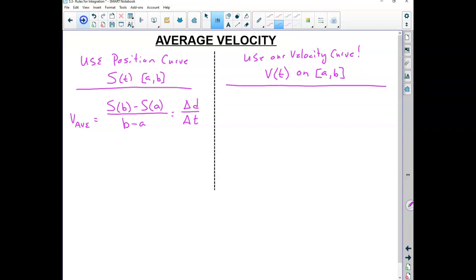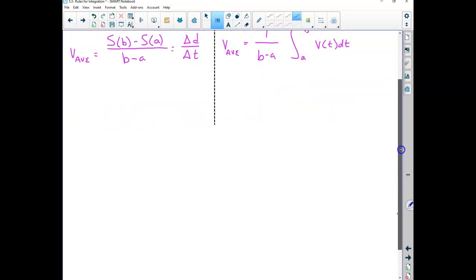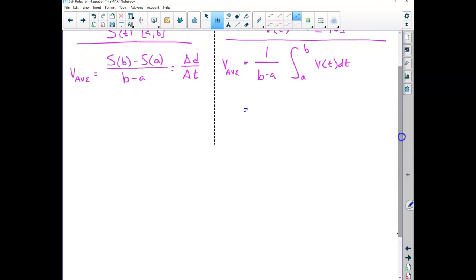Well, our average velocity here is now going to be 1 over b minus a times the integral from a to b of v of t dt. Okay? And if I'm accumulating my velocity, what do I get? I get position. And the really cool thing about the math here is we can scroll down and prove this is the exact same thing, because if I take 1 over b minus a times the antiderivative of this, what is the antiderivative of velocity?